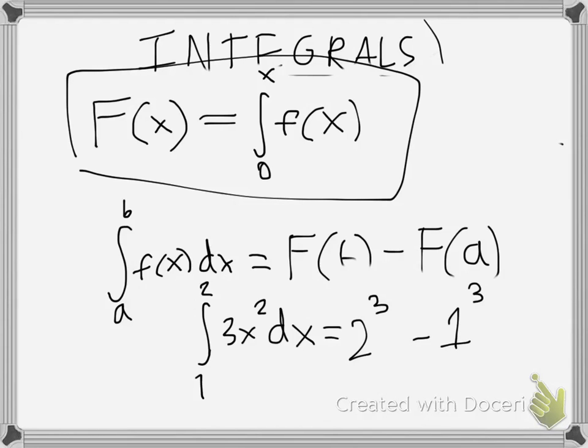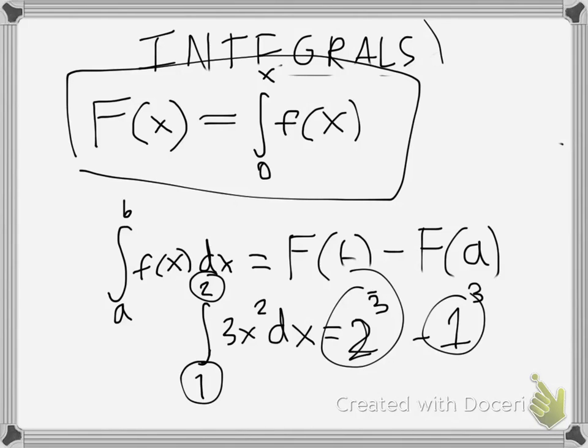So basically we're plugging in these numbers. We're subtracting the value at the smaller number from the value at the bigger number in the antiderivative. So 2 cubed minus 1 cubed, which is 8 minus 1, which equals 7. So the area from 1 to 2 of the function 3x squared equals 7.